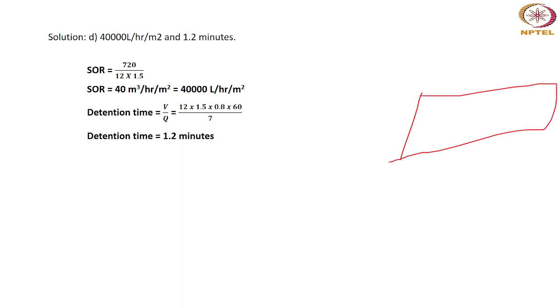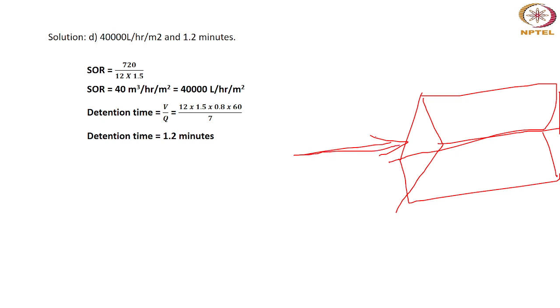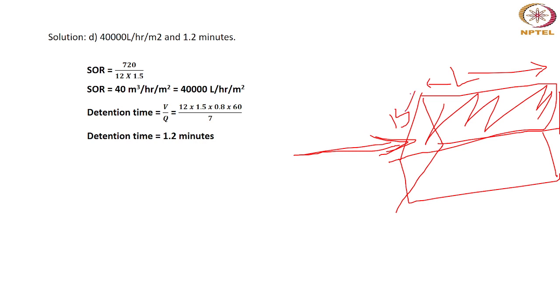So if this is the thing, in this way the water is entering, and this is my surface. So this is the length, and this is my breadth. In case of surface overflow rate, the depth is not required, it's not related anyway. So only this area is required. This is 12 and this is 1.5.